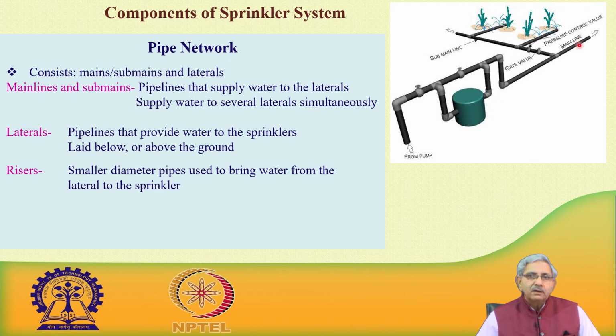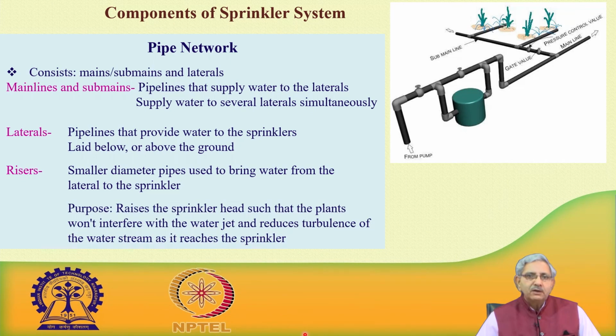Then on these laterals risers are mounted. These risers are of smaller diameter pipeline, and the height of the riser pipe is normally less than 1 meter, 90 centimeter to 1 meter, but when the plant height or crop height is more, say in case of the sugarcane crop, the height of the riser pipe can be increased. However, to get the support, a tripod is needed for each individual riser pipe, so that it does not fall.